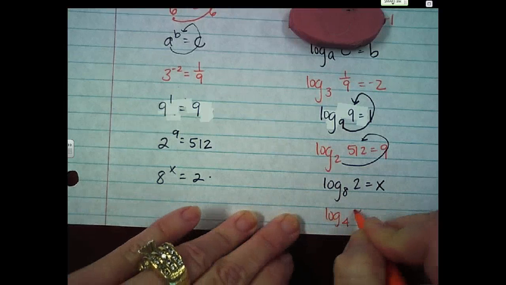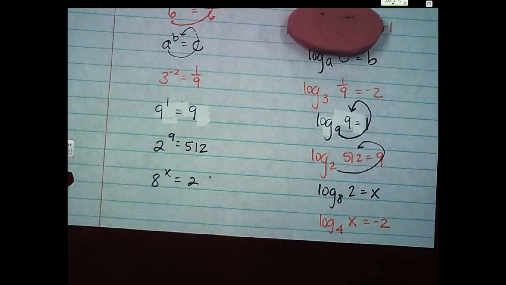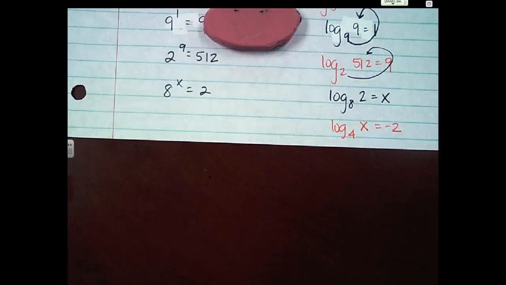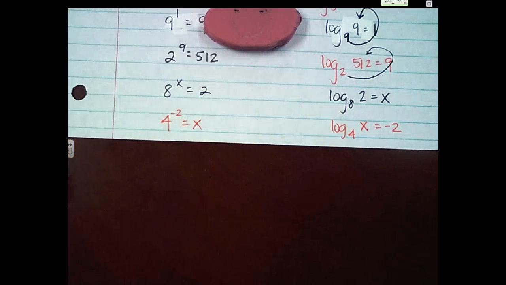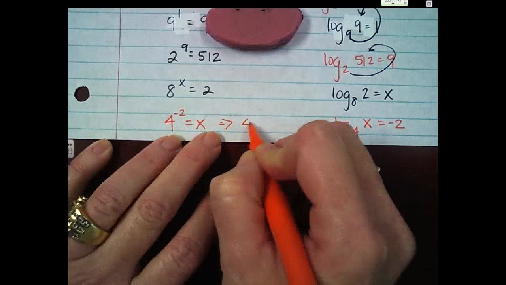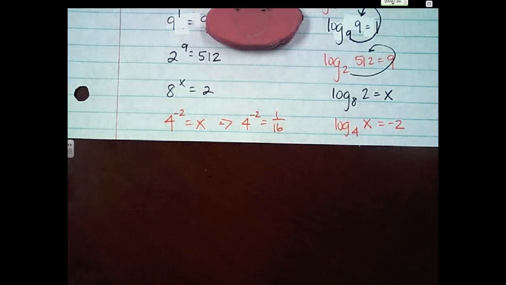Log base 4, I'm just going to put x in a different spot this time. Okay, so then this would be 4 to the negative 2 equals x. Can we actually solve that this time? So what is it? So 4 to the negative 2 is how much? 1 over 16.